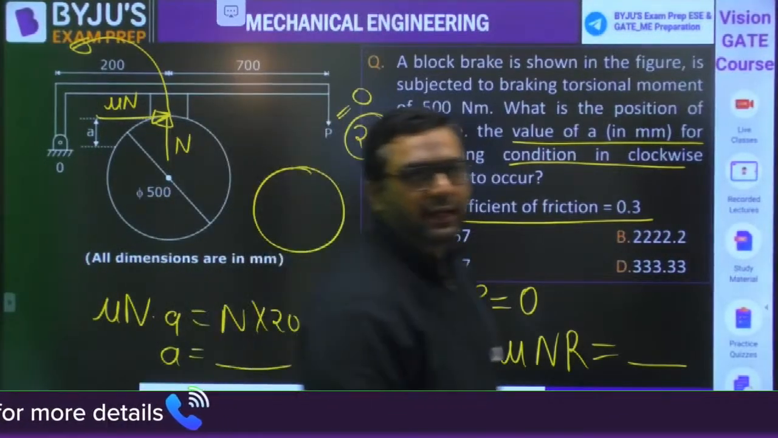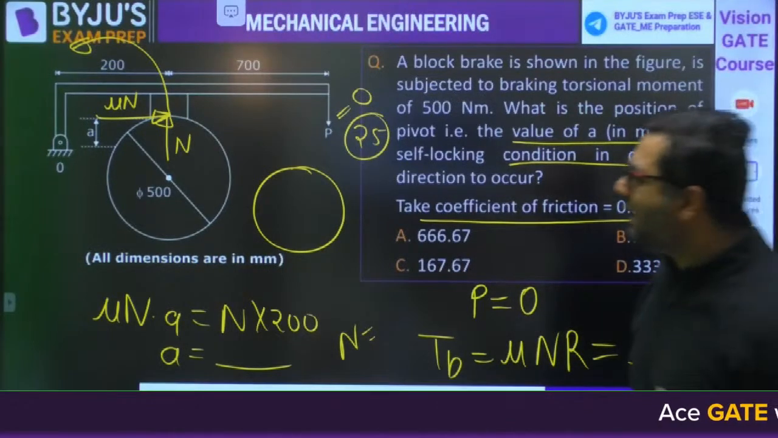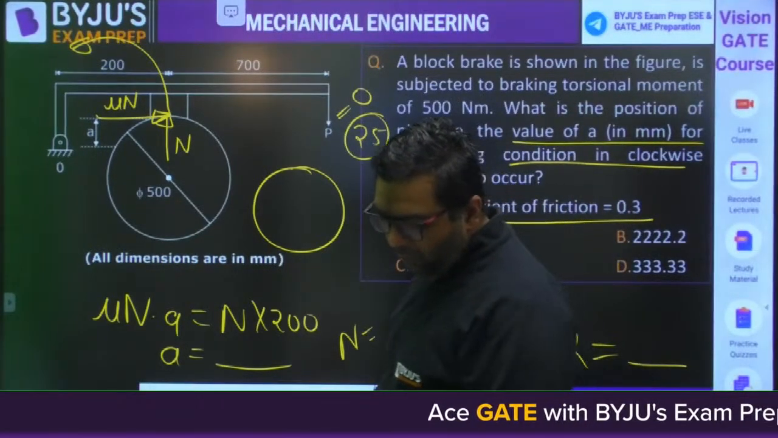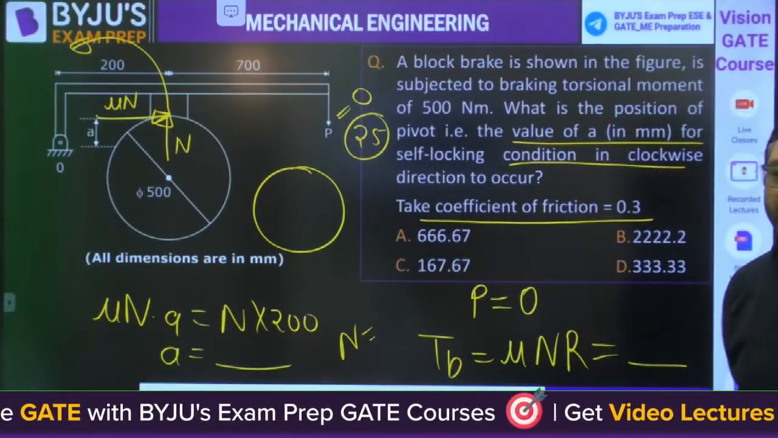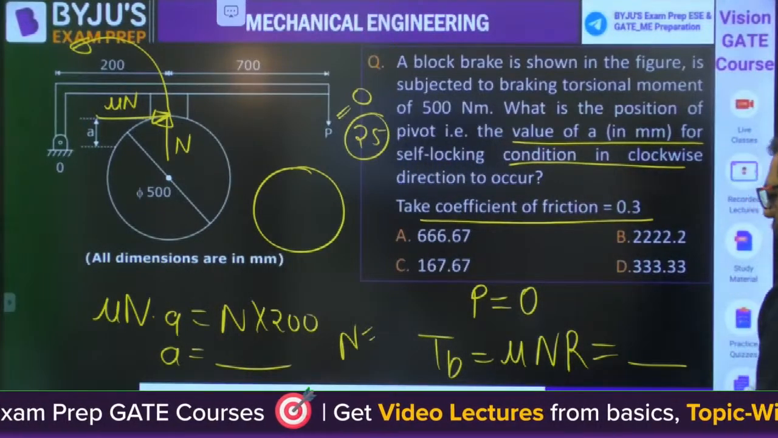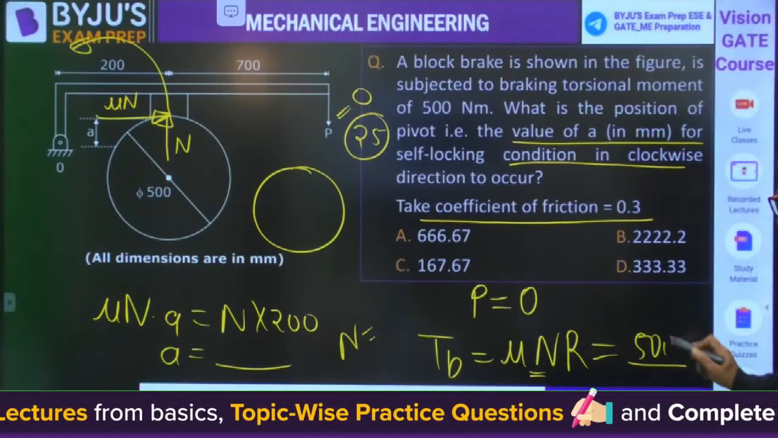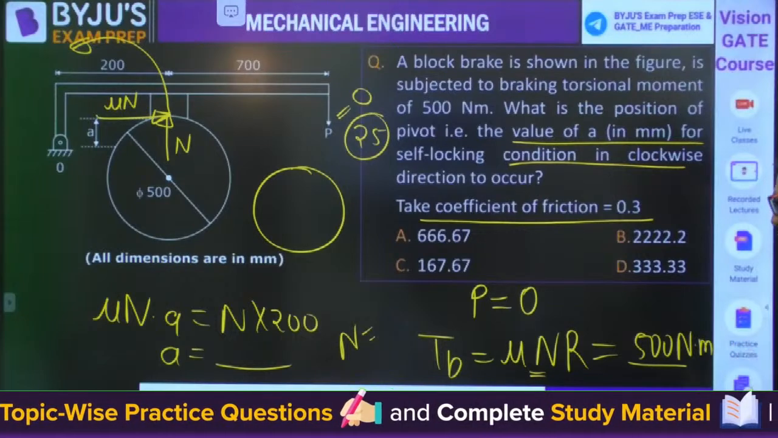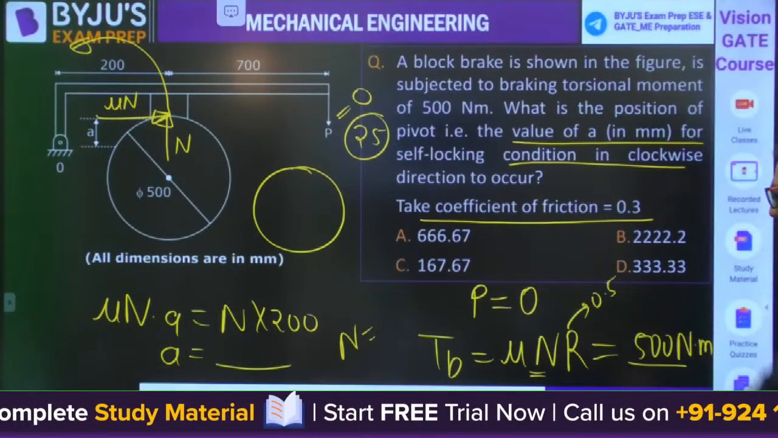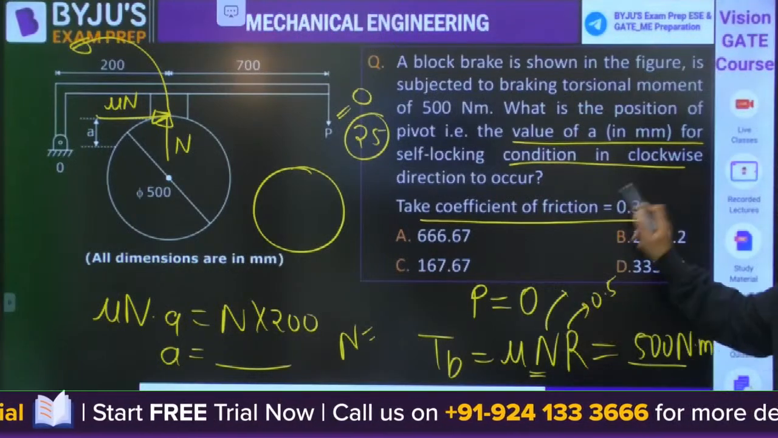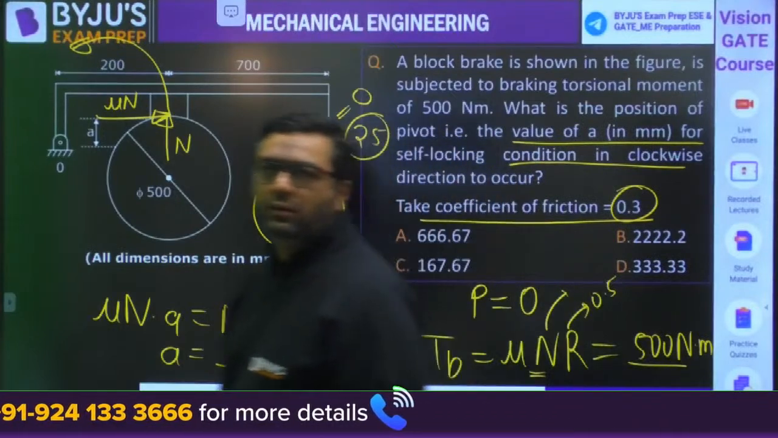What is the answer you are getting for this? Very good question. You can see all the new types of question. In all the tests, I have come up with new types of question. What is the value of a you will get? First of all, find N from here. Braking torque is 500 Newton meter. Radius is 500 mm, so you can take it as 0.5 meter. N you will get, mu is given to you. After getting N, put it here, and you will get the answer.